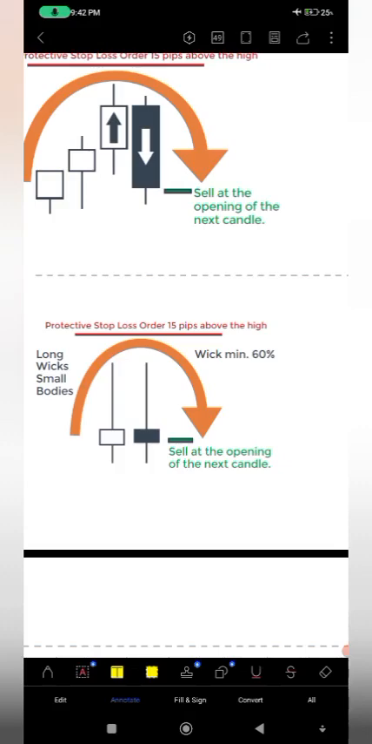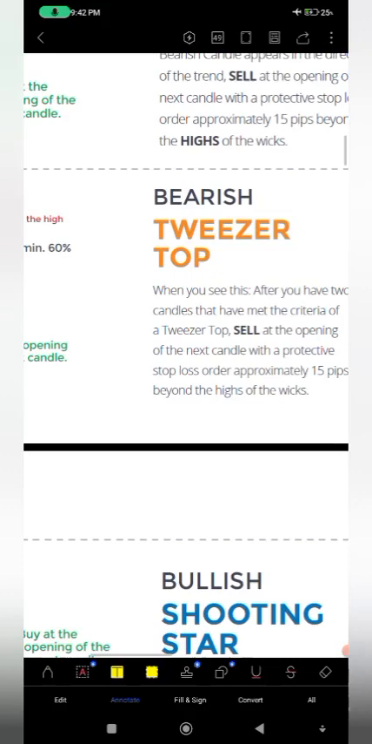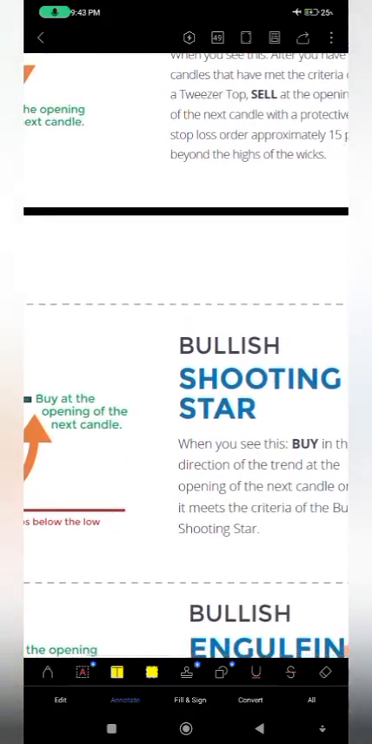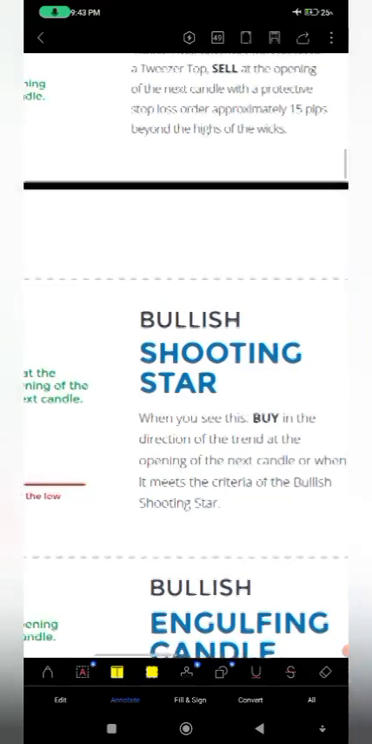So once you see such kind of candlestick pattern, just know that we are about to sell. Why? Because it shows rejection of high price and is actually a trend continuation pattern. So that's for that. We're having the bullish shooting star, one of the very strong and good candlestick patterns.